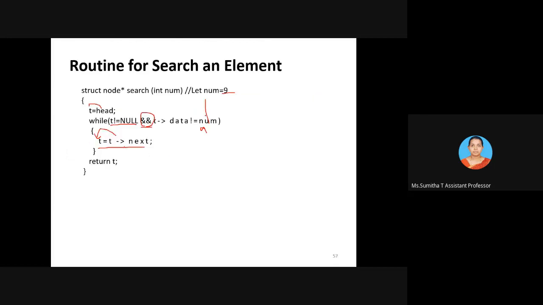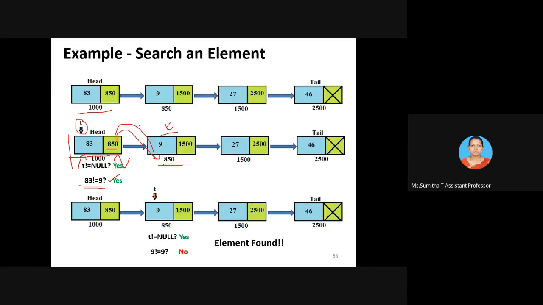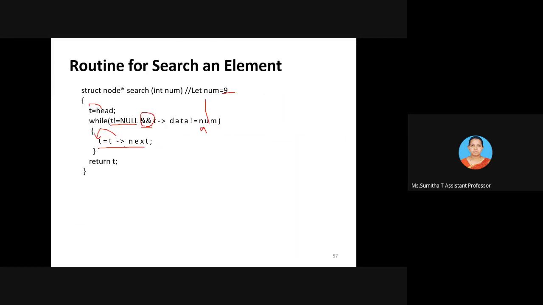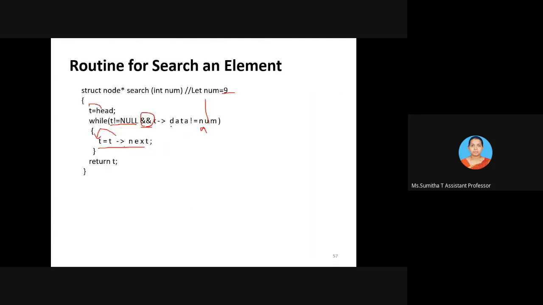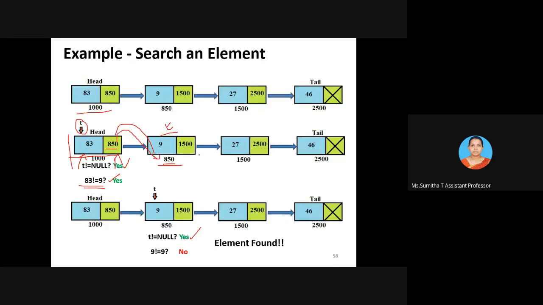I come up again, check the condition and do the same process. Now the position of t is the second node. T not equal to null? Here also, t not equal to null, right? The condition is true. Again I check the other condition, t of data not equal to num. What is the t of data now? 9. Very good.